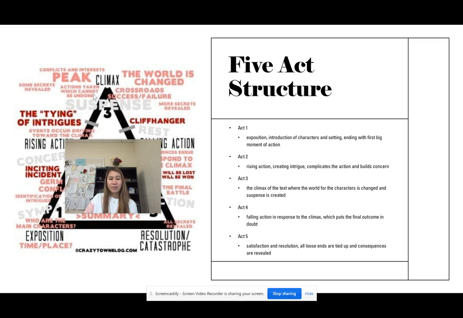Followed by Act 3, which is the climax of the text where the world for the characters is changed and suspense is created. The most exciting part, the peak of our play. Followed by Act 4, falling action in response to the climax, which puts the final outcome in doubt. And finally, Act 5, satisfaction or resolution. All loose ends are tied up and consequences are revealed. And so that tells us that our Romeo and Juliet tragedy play has this five act structure.